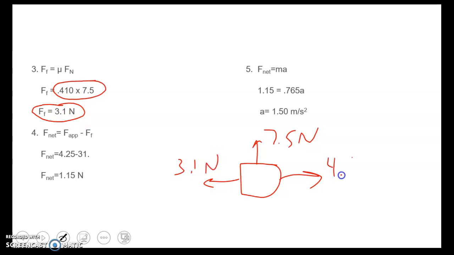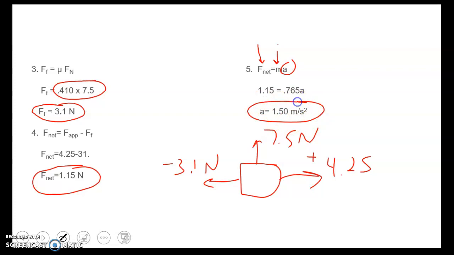Now I take my applied force of 4.25 and subtract my frictional force from it, and that gives me a net force of 1.15 newtons. Then I know my net force, and I know my mass. I can solve for acceleration. So I take my net force of 1.15, make it equal to my mass of 0.765 kilograms, and I multiply it by a. I divide both sides by 0.765, and I get an acceleration of 1.5 meters per second squared.